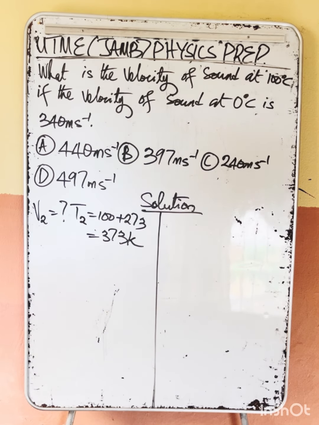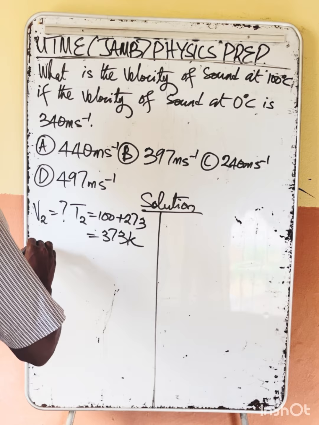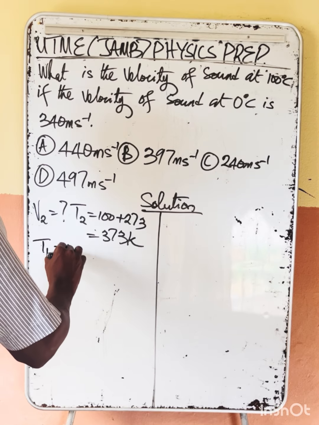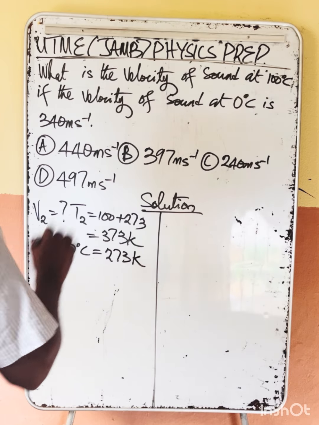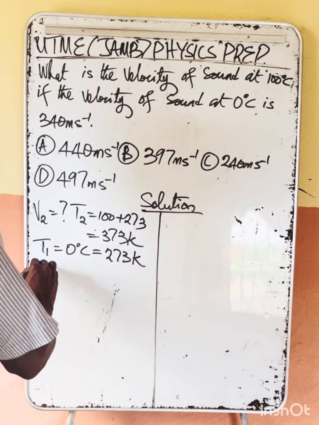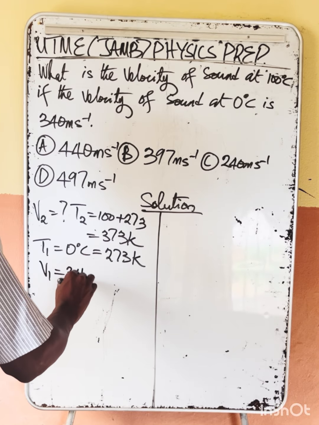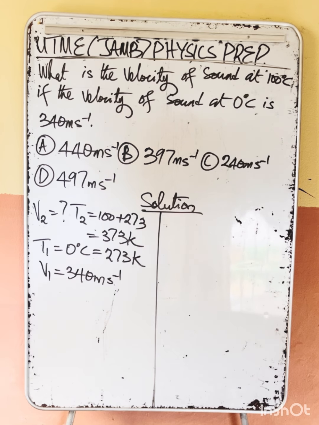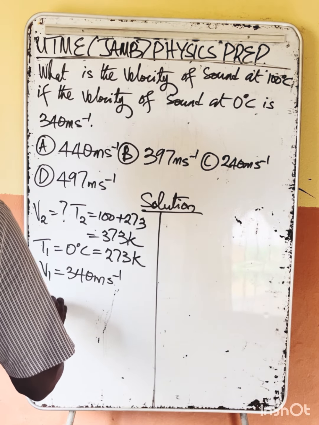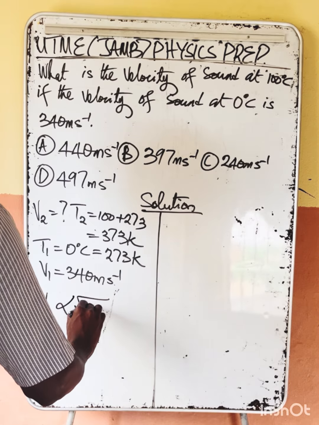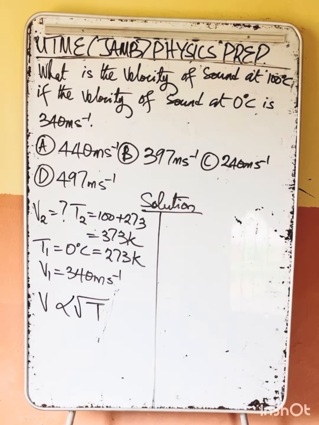All right, if the velocity of sound at 0, so if T1, which is 0 degrees Celsius, which is also equal to 273 Kelvin, is 340 meters. So V1 here is 340 meters per second. So we're looking for V2. The truth is, from the original equation, which I wouldn't state here, I'll just go straight to this. Velocity is directly proportional to the square root of absolute temperature. From the original equation where I got this, I wouldn't go there for now.